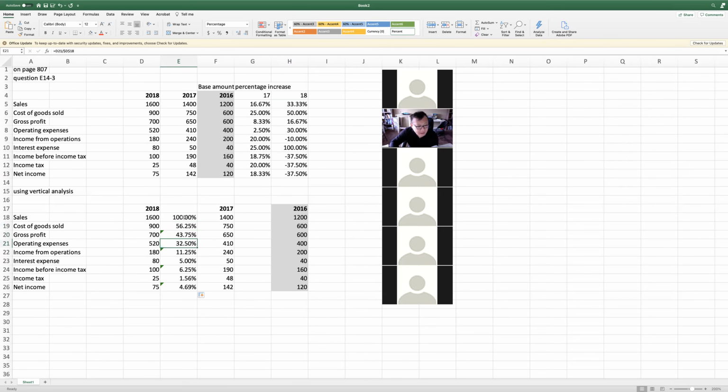Operating expenses, for every $1 we made in sales, you pay 32.5 cents, so 33 cents on the operating expenses. And then the bottom line is, for every $100 you made in sales, you make $4.7. That's your net income. So that's for the year of 2018. Okay, I will do the same thing for 2019.